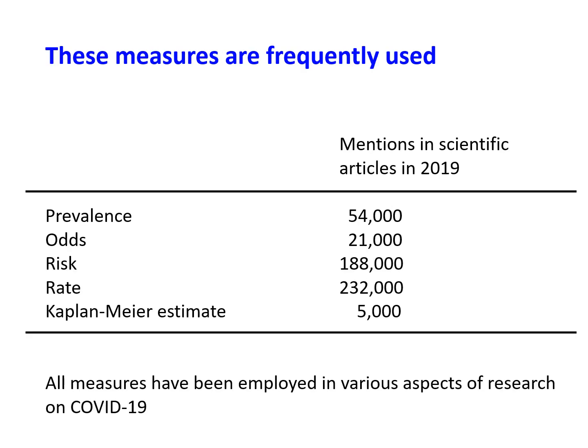Now, these measures are frequently used. I looked in the Web of Science to see the number of times that these terms had been referred to in scientific articles in 2019, and you can see that there's many thousands of times. So it's very important that you understand the definitions of these terms. All of these measures have been employed in various aspects of research on COVID-19, for example.